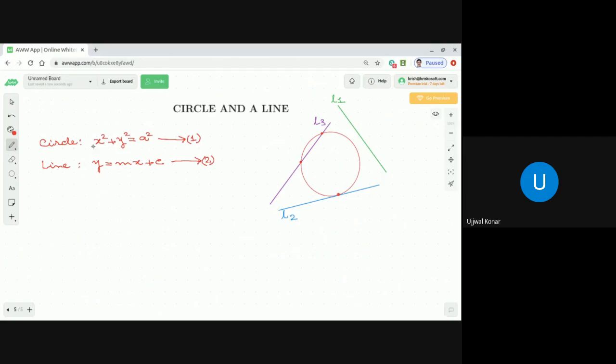So then equation 1 will be something like this. This will imply that x square plus (mx plus c) whole square is equal to a square. So this implies x square plus m square into x square plus 2 into m into c into x plus c square is equal to a square. Correct, dear students? So now let us represent this as a quadratic equation in x.